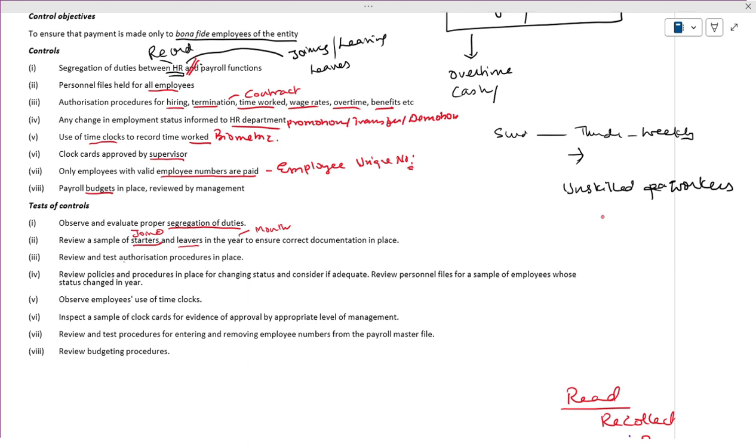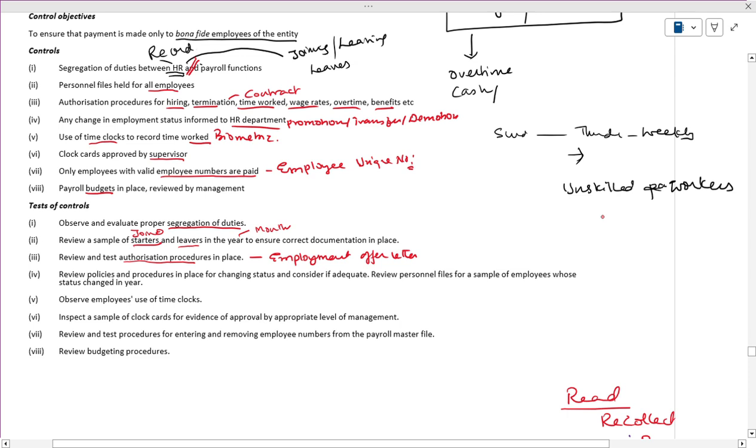Review the authorization procedure. Who is there to authorize? The HR director, the CEO, or the board of directors. As per the designation, who is authorized to sign the employment offer letter? Review the policy for changing status: promotions, transfers, demotion. And you have to see whether it has been updated in the personal files, for those whose status has changed.